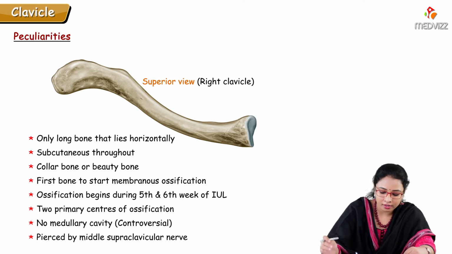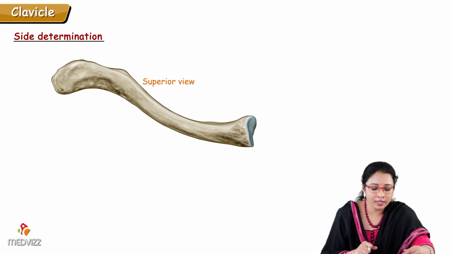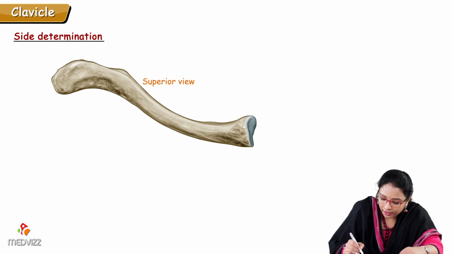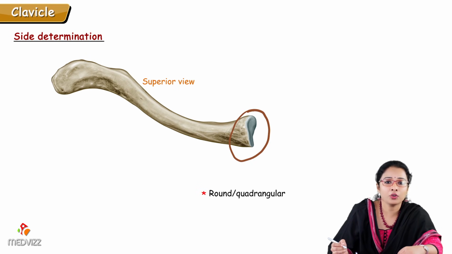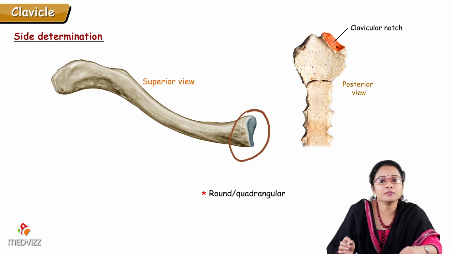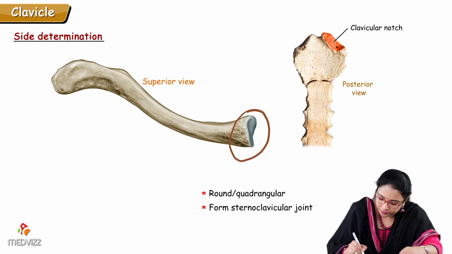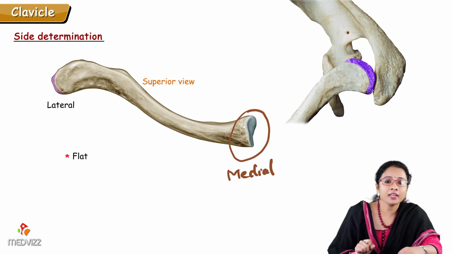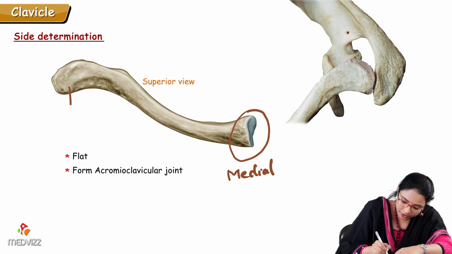So starting with the side determination of the clavicle, which is right, which is left. See the medial end of the clavicle. This is the medial end of the clavicle, which is round or quadrangular in shape. It articulates medially with the sternum to form the sternoclavicular joint. Lateral end is flat and it articulates with the acromion process to form the acromioclavicular joint.